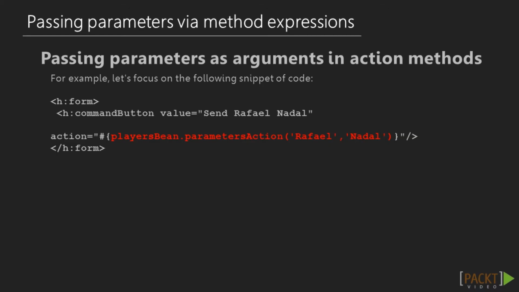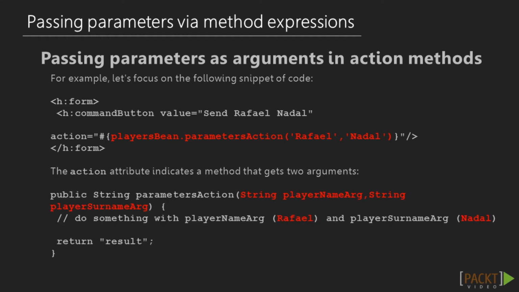Further, let's talk about passing parameters using method expressions. This is just a great solution for sending parameters as arguments to an action method of a managed bean. For example, let's focus on the following snippet of code. As you can see in this code, the action attribute indicates a method that gets two arguments. This can be a void action method, or it can return an outcome. In the same manner, you can pass numbers or objects.